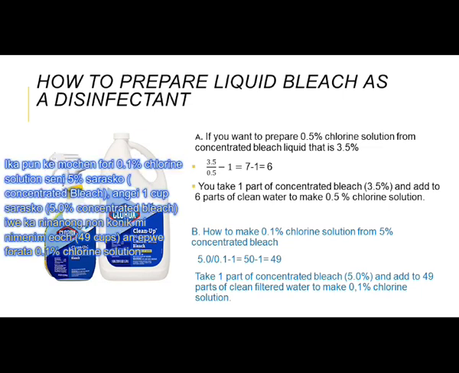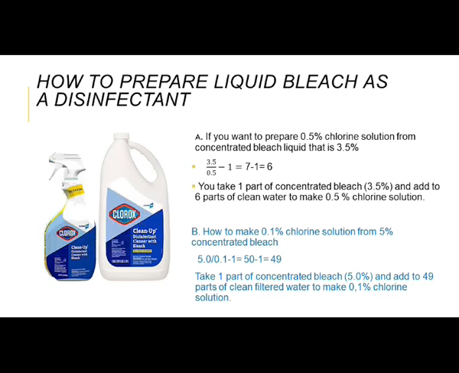And if you want to dilute it to 1% from a concentrated bleach of 5%, that means you take 1 part to 49 parts of clean water. So you take 1 cup of bleach and 49 cups of water. So these are the simple formulas and measurements you can do to prepare your bleach for your daily use at the healthcare sector.